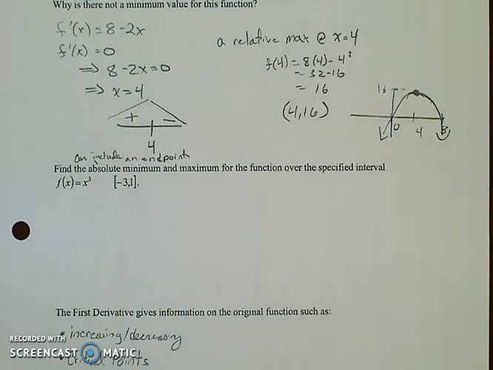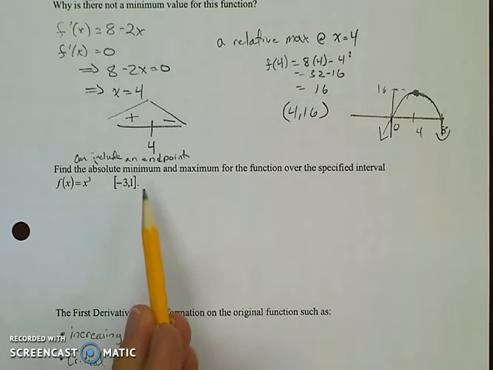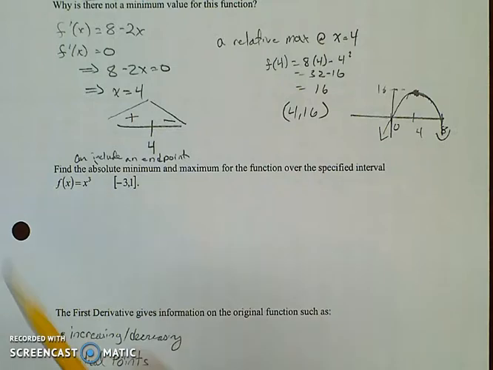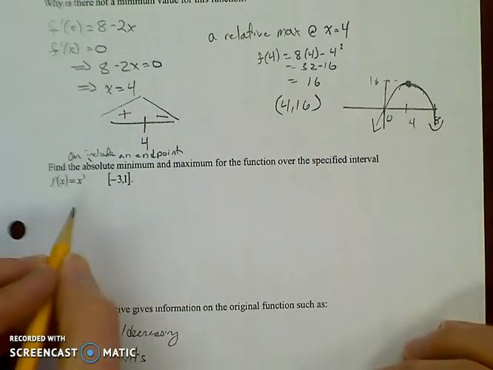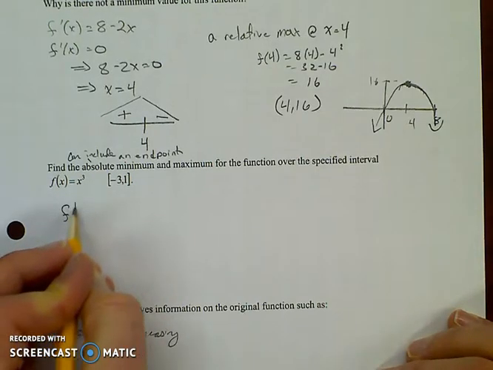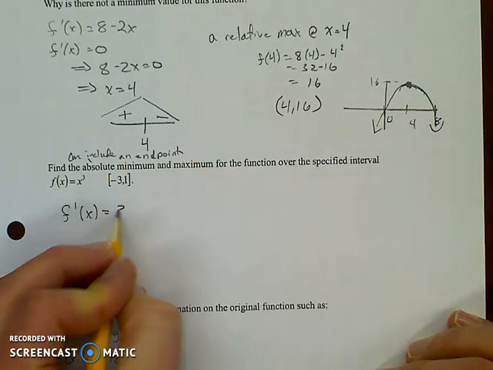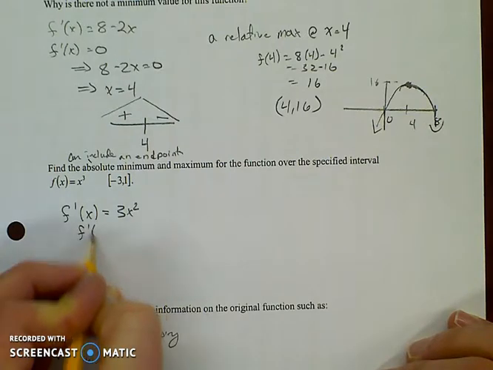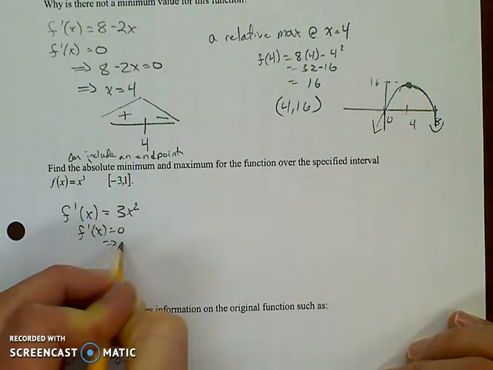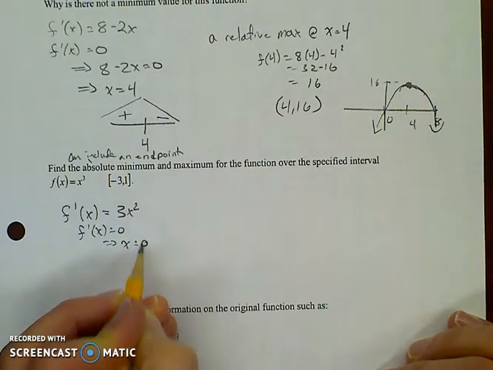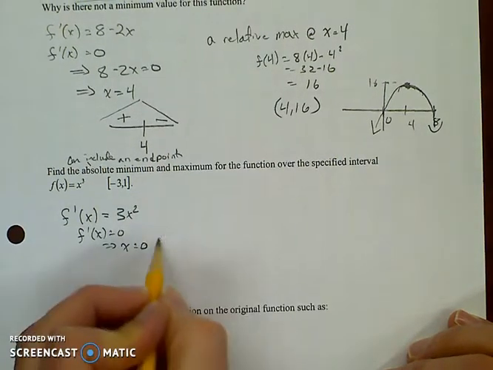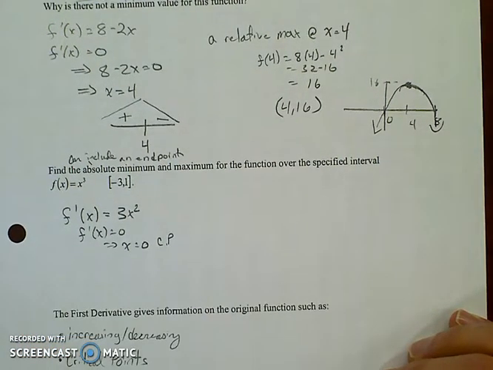An absolute minimum or maximum can occur over a specified interval where there is an endpoint. Notice that these are closed brackets. If they were open, you could not find an absolute at an endpoint. So if we want to do this, we would say f prime of x equals 3x squared. And so f prime of x equals 0, which implies that x equals 0. So we know that there is a critical point at x equals 0.